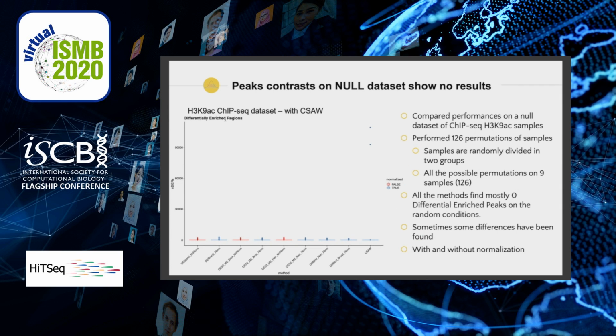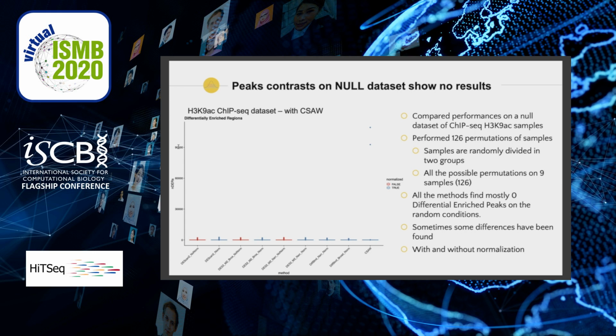With the ChIP-seq dataset, we have just one single condition. So in order to catch the differences, we permuted the samples 126 times, because you can have just 126 permutations with 9 samples, and we randomly divided them into groups, and then we applied EdgeR. As you can see in this box plot, CISO catches a very high number of differential enriched regions here.